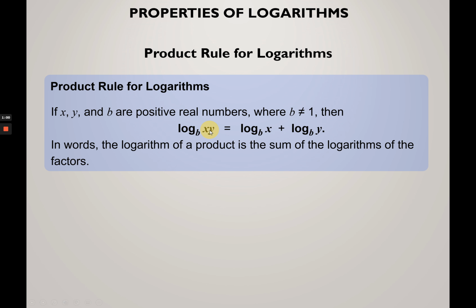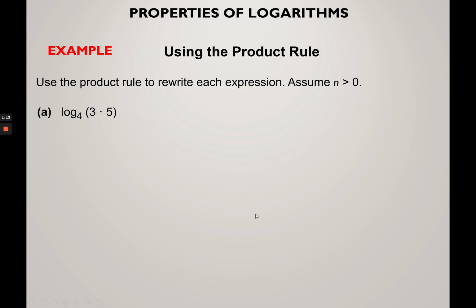When you have a multiplication of two or more terms, or if the number can be factored, you can split the factors with a plus sign of the same logarithm. Let's have your example. Use the product rule to rewrite each expression. Assume the number is greater than 0. Logarithm base 4 of 3 times 5, so we can separate 3 and 5 with a plus sign of the same logarithm base 4. That's it. Logarithm base 4 of 3 plus logarithm base 4 of 5.